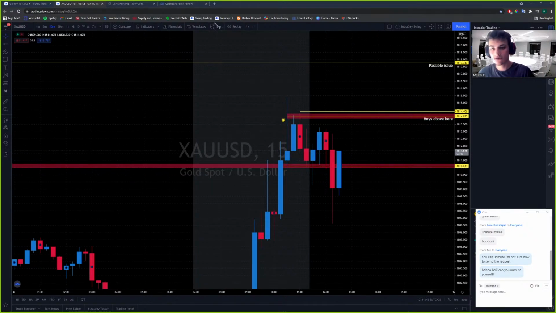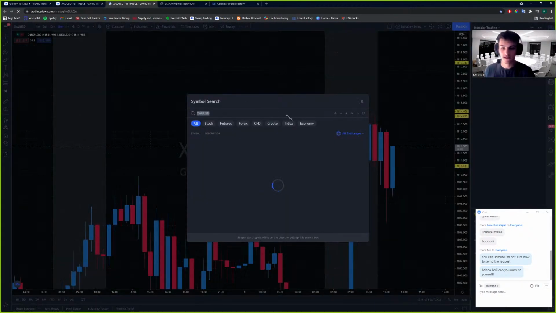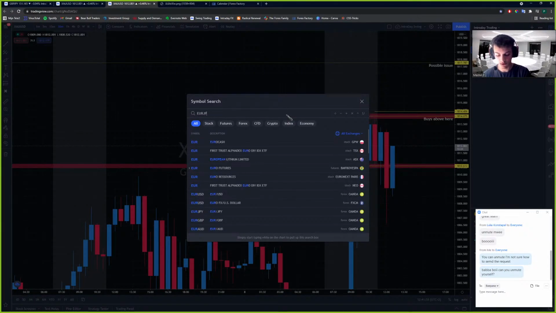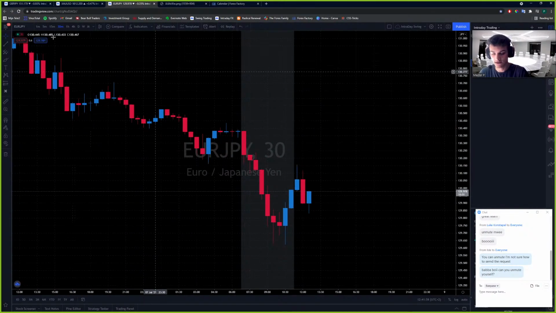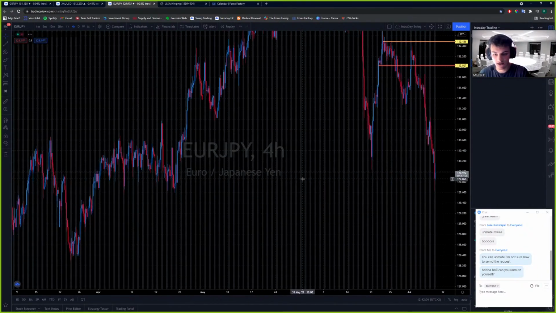Can I please check Euro JPY for sells? I think we can check Euro JPY. The yen must be very strong if it's causing GJ and Euro JPY to go bearish. Let's see what's going on here. So 4-hour closed strong bearish, just like on GJ. Right over here.